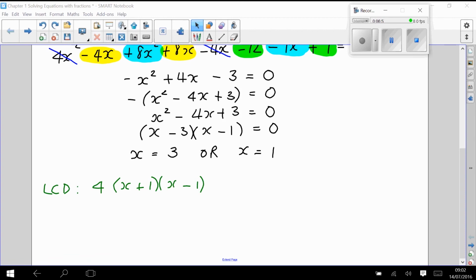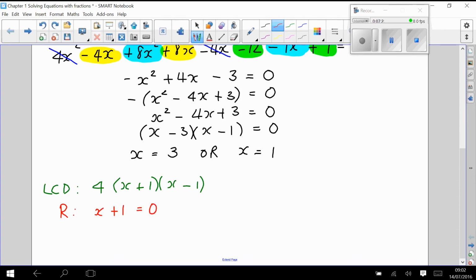So going back and looking at my LCD, I need to know what restrictions I would have. Every factor that has a variable in it creates restrictions. 4 obviously is not a variable, and so there would be no restrictions on 4. But the restrictions that I've got are created by the two bracket factors. The first bracket factor of x plus 1 could not be 0, and so then that means that x was not allowed to be minus 1. The second restriction came from my other bracket, and that too could not be equal to 0. So in other words, my x solution could not be 1.